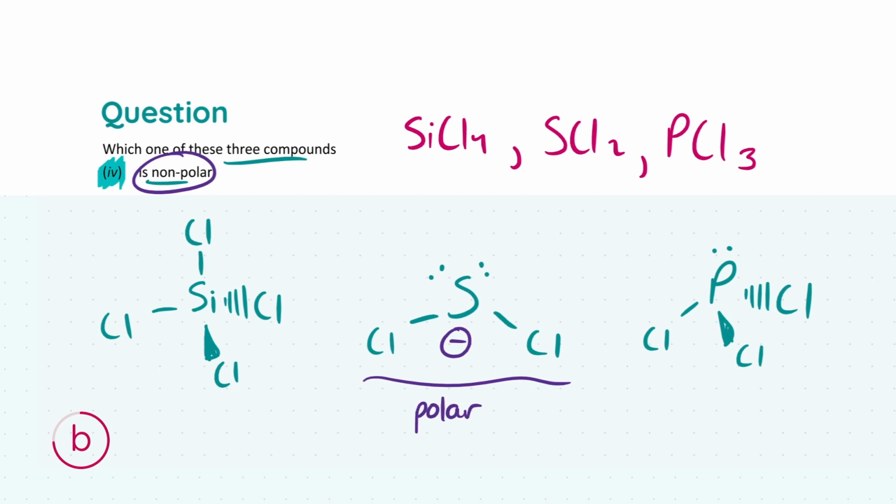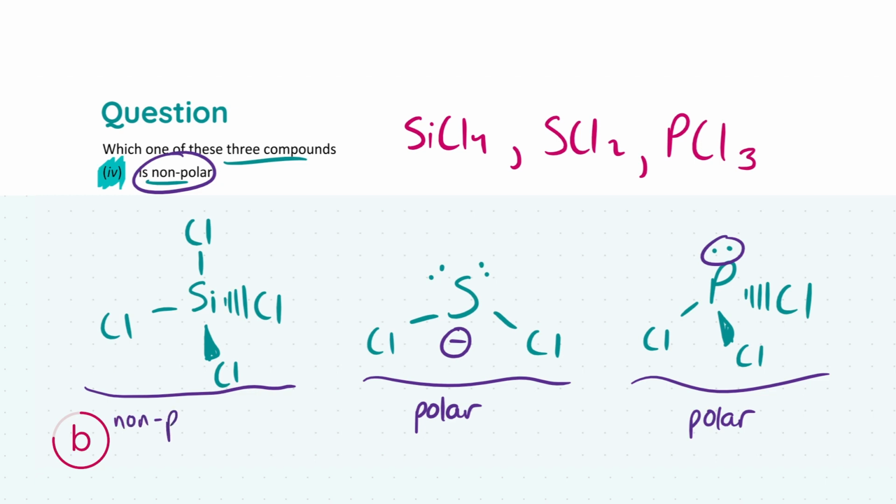Similarly, for the phosphorus trichloride, you're going to notice this lone pair at the top is once again going to force all these chlorines down a wee bit, and this is going to result in the net center of charge not being in the center, which is required for a non-polar molecule. So in this case, this will also be a polar molecule. This leaves us with our final molecule over here, which is of course going to be non-polar because one of them has to be non-polar.